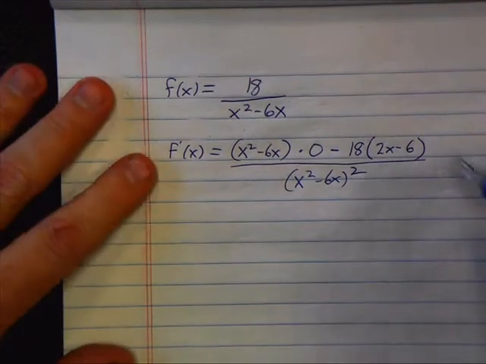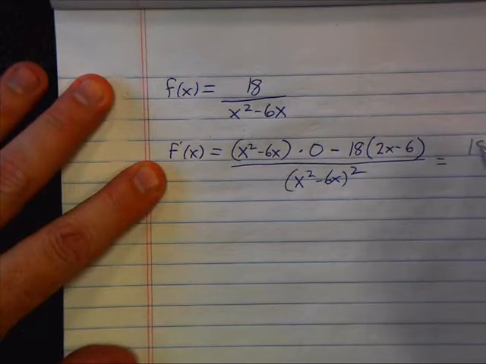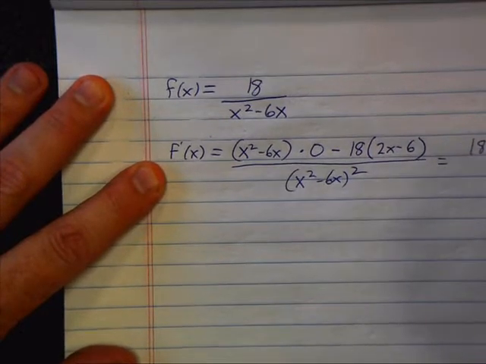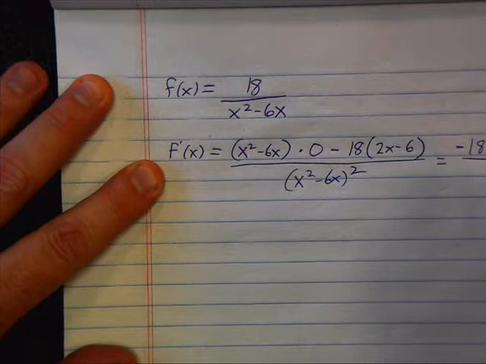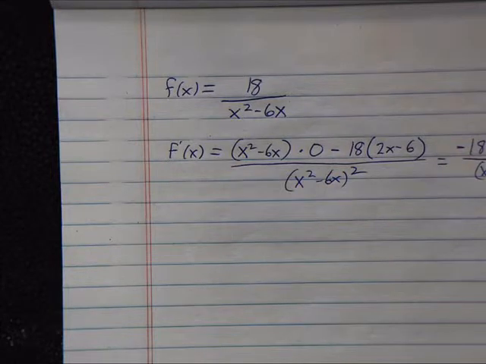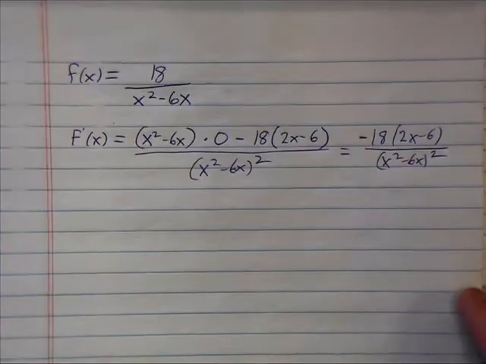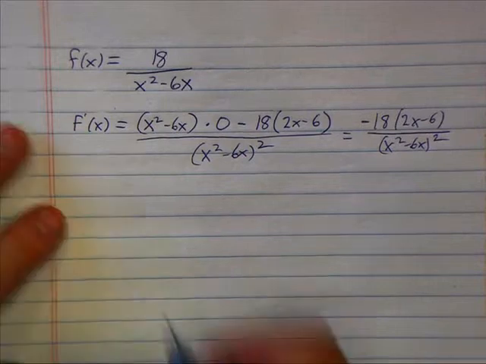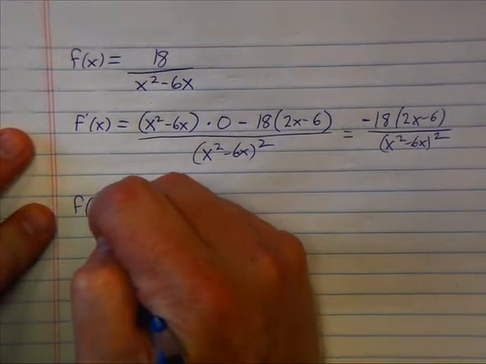All right, so I'm just going to clean that up a little bit. I'm just going to write it as 18 times 2x minus 6. Oh, how about negative 18? Divided by x squared minus 6x squared. That's such a fun problem. I'm going to do it again.